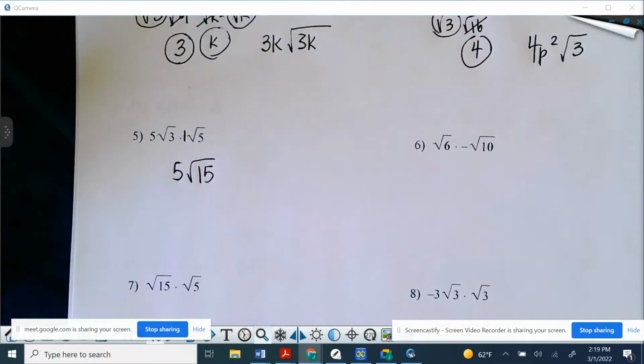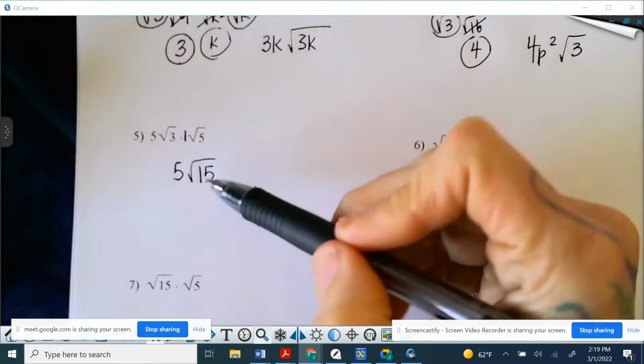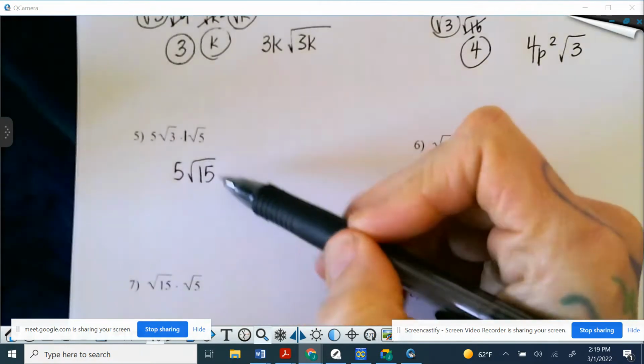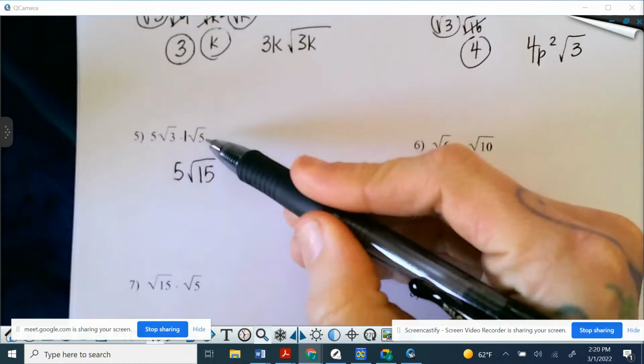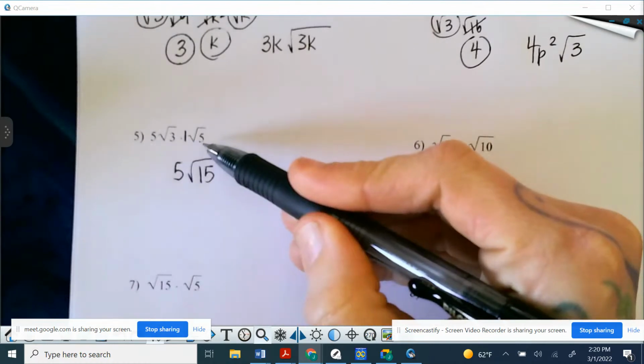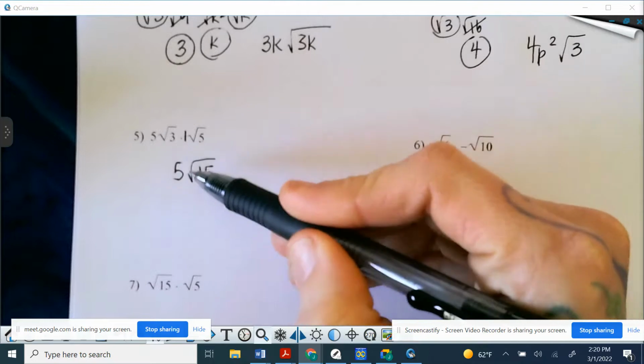Now, make sure that at this point, we double check and make sure this 15 can't be reduced, which it can't because square root of 3 and square root of 5 are the most simplest form of that as well. So 5 square root of 15, and we're done.